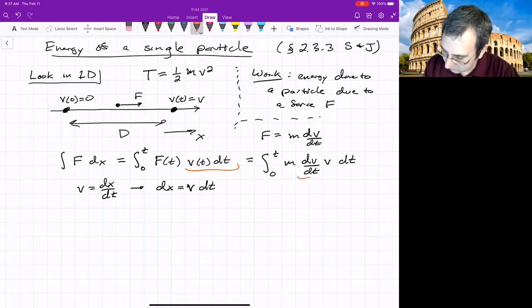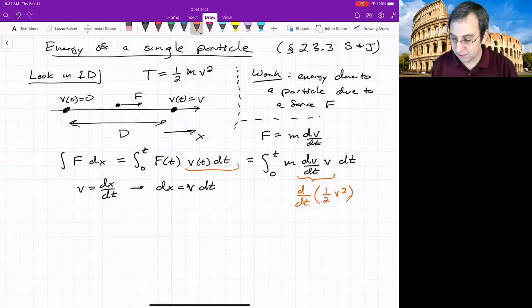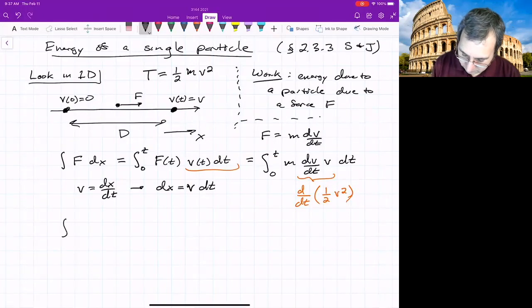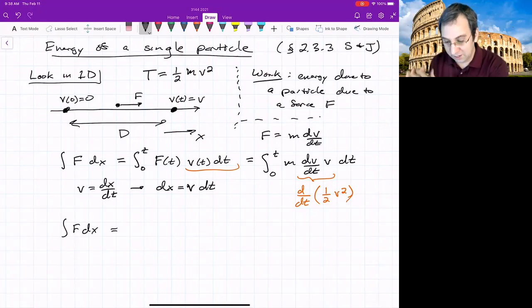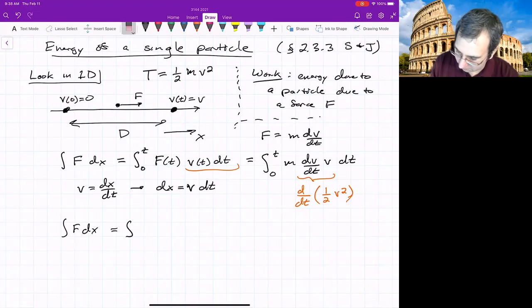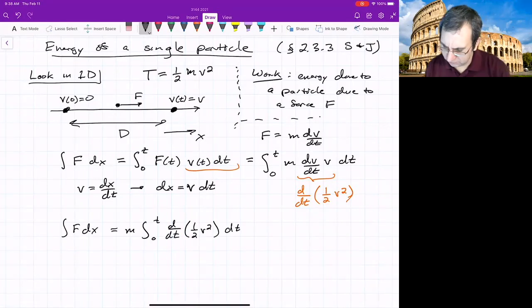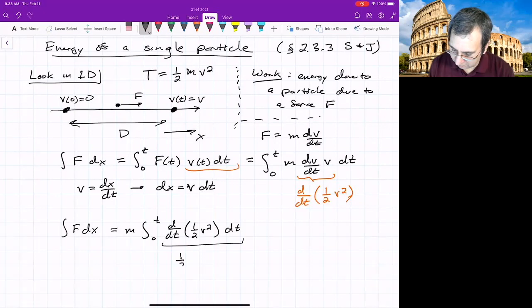I want you to notice, what is this? You could also write this as the derivative with respect to time of 1/2 v squared. Right? If you take the derivative with respect to time of 1/2 v squared, you'll get v times dv/dt. So we'll just go ahead and put it in there. So the integral of F dx, that's the work done by the force to get the particle from speed 0 up to its current speed v, is equal to, we could pull out the m, the integral from 0 to t of d/dt of 1/2 v squared dt. And hopefully you'll look at this part and go, okay. So by the fundamental theorem of calculus, this integral is just 1/2 v squared, the current velocity.